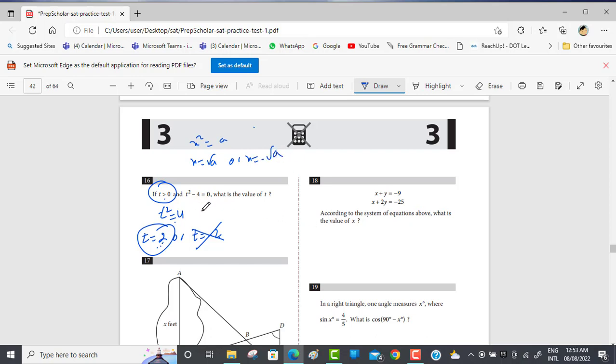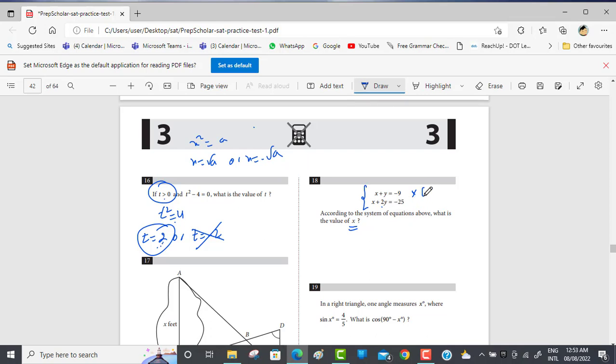This is number 16. I will do number 18. According to the system above, what is the solution of x? You have to solve this system. I can solve it by substitution or by linear combination. You need to find the value of x, so you have to eliminate y.